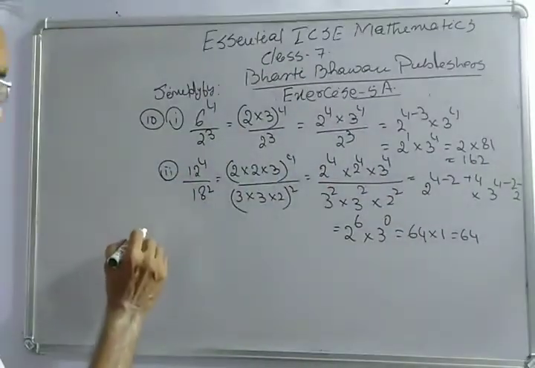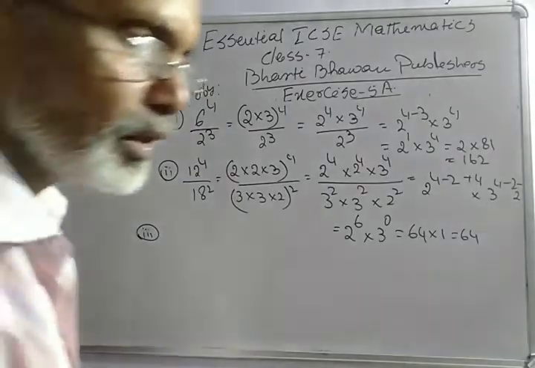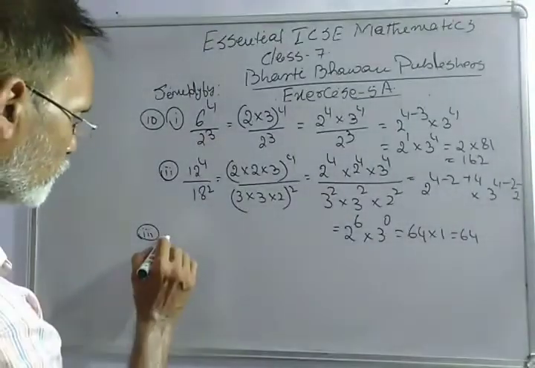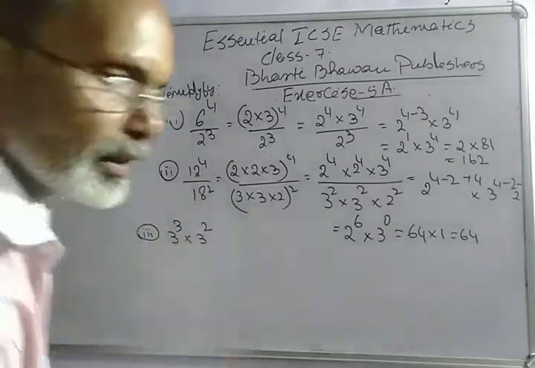Then the next one, number 3. 3^3 × 3^2 × 2^5.